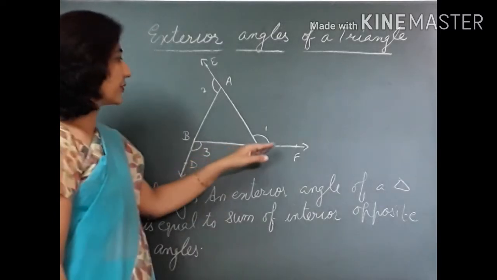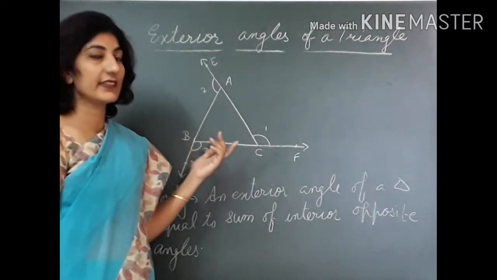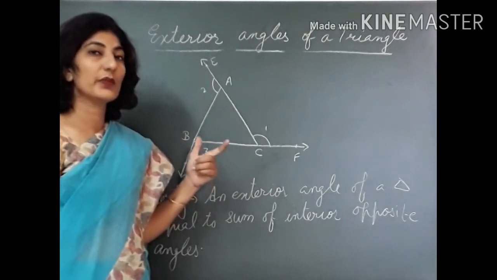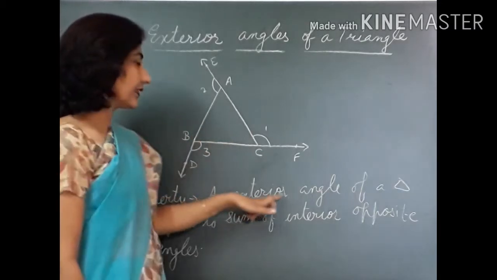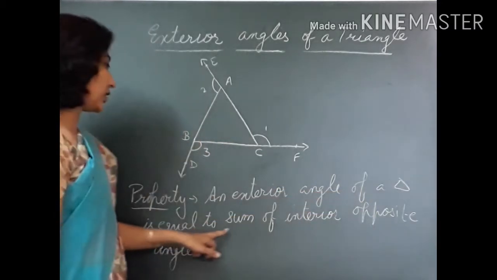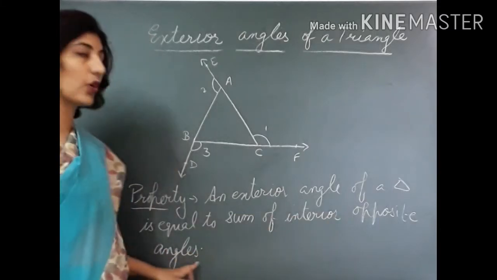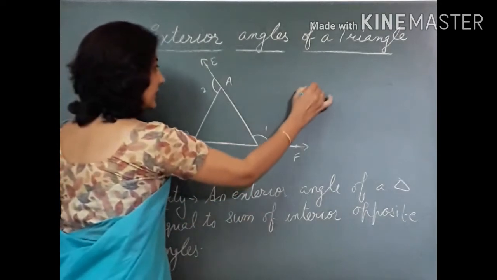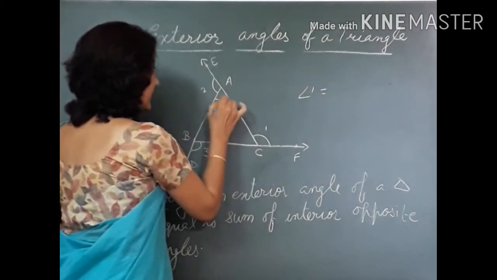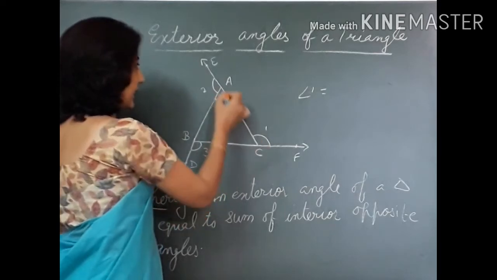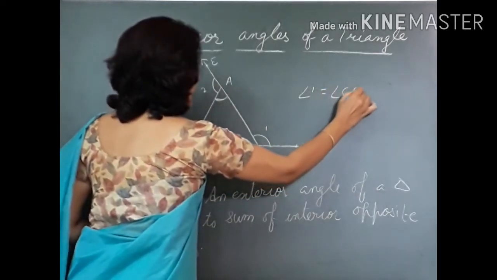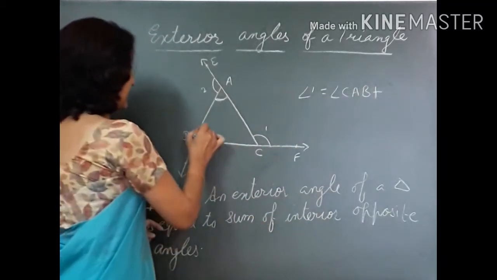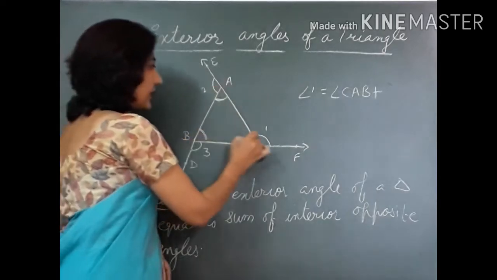Similarly, if the sides are produced on the other side, you will get more exterior angles and interior angles. So one important property of triangle we are going to learn today is: an exterior angle of a triangle is equal to the sum of its interior opposite angles. See here, exterior angle 1. This angle 1 will be equal to the sum of this angle, you can name this angle as angle CAB, plus this angle, angle ABC.